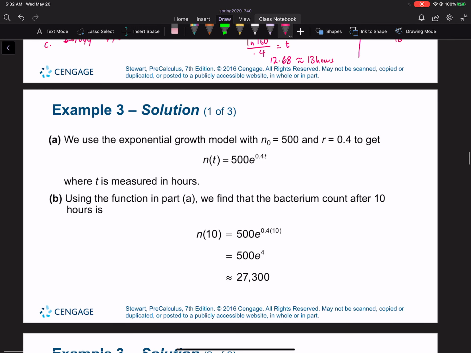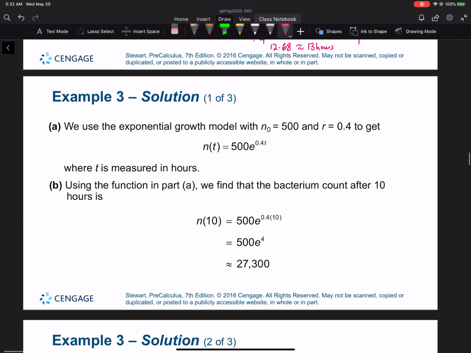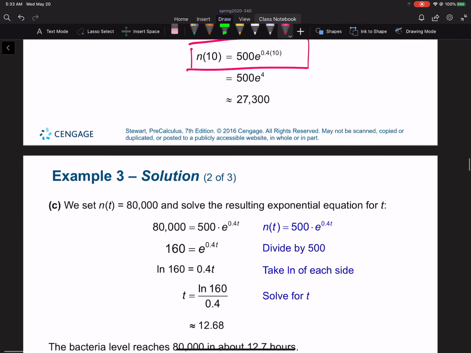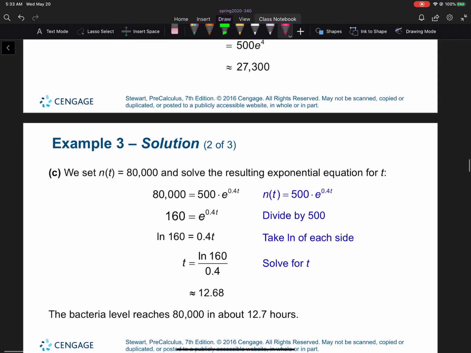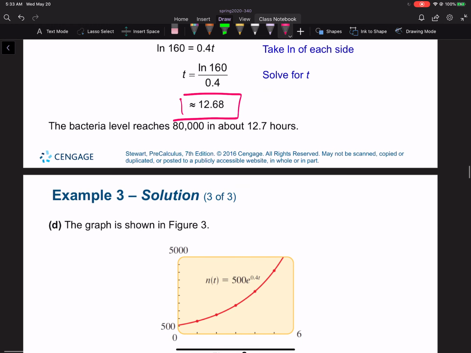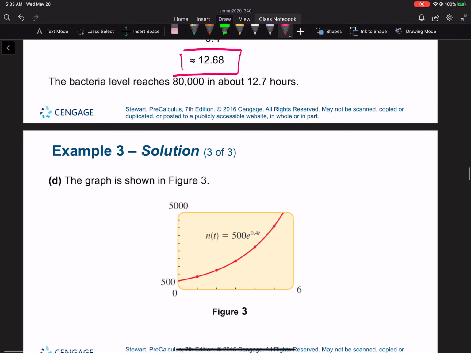And it's actually solved over here too. Didn't see that. All right. So you set it up nicely. You find N of 10. And then you solve for t. You end up getting about the same thing as I had too. Okay. All right, and then that's what the graph looks like.